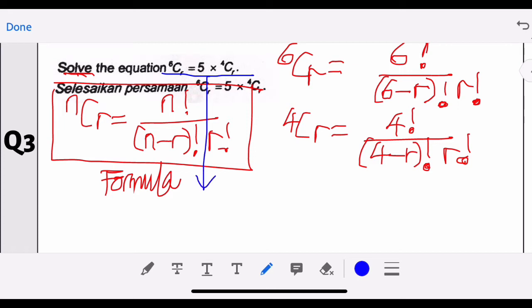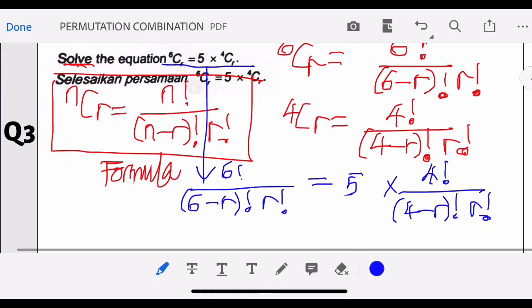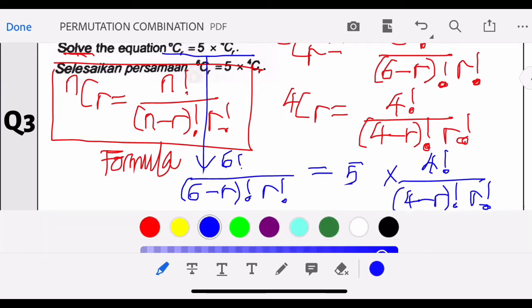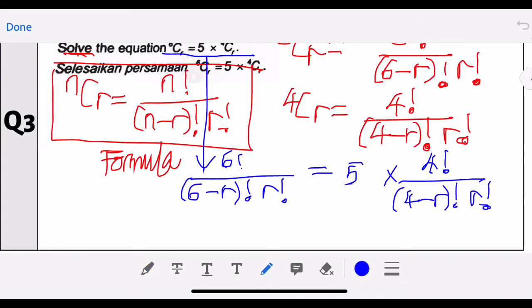So let's write together. It will be 6 factorial over 6 minus r factorial and r factorial, equal to 5 times 4 factorial over 4 minus r factorial and r factorial, the one that I wrote just now. You just plug into the equation with the 5 times, and then you can check which parts on the left and right are the same. You can cancel out, right?